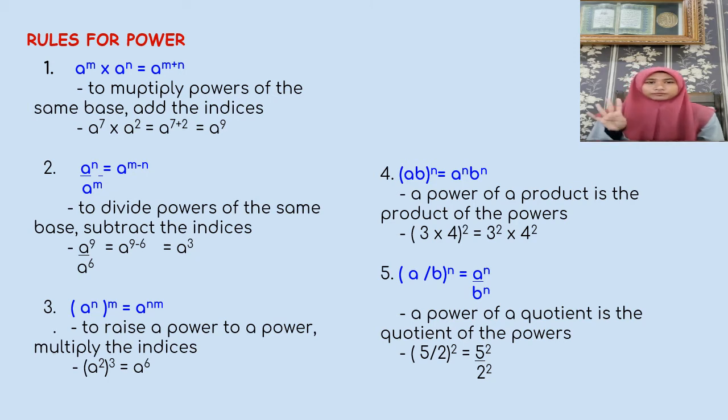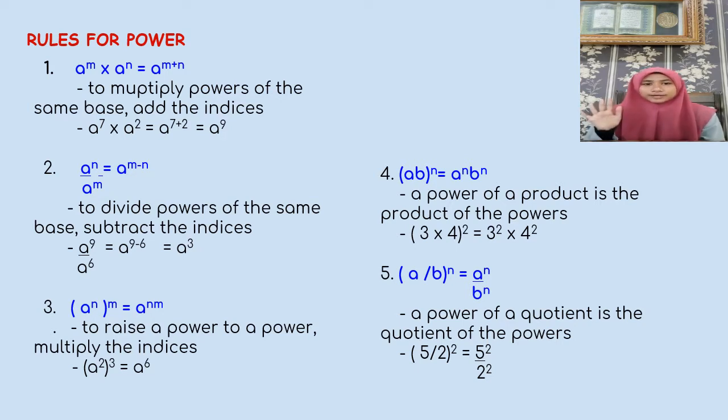Okay, for rule number 4, the power of a product is the product of the powers. Okay, and we have ab in brackets to the power of n, we just expand it, it becomes a to the power of n, b to the power of n. Okay, for example, 3 times 4 in brackets to the power of 2, we expand it, it becomes 3 to the power of 2 times 4 to the power of 2.